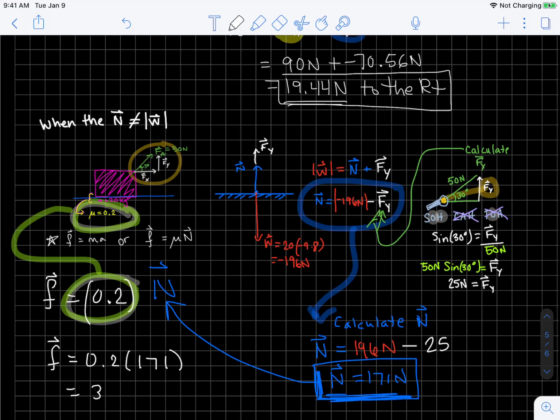So I get 34.2 newtons of force. What direction? So look at the box. I'm pulling it to the right. I'm pulling the box to the right. Friction opposes the motion. So friction is moving to the left. So we would say to the left.